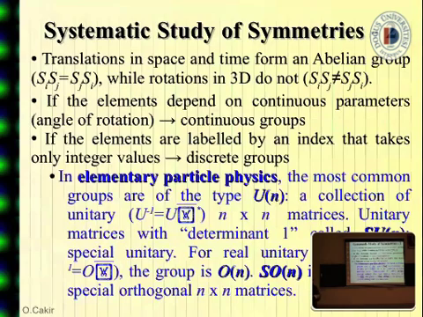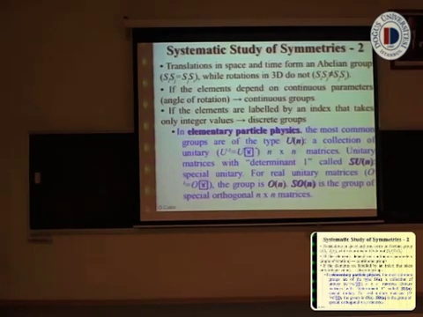In particle physics, how will we use some symmetries? Translations in space and time form an abelian group structure. What does it mean? Abelian means if we change the order of the operators, Si, Sj, Sj, Si, we call it an abelian group.